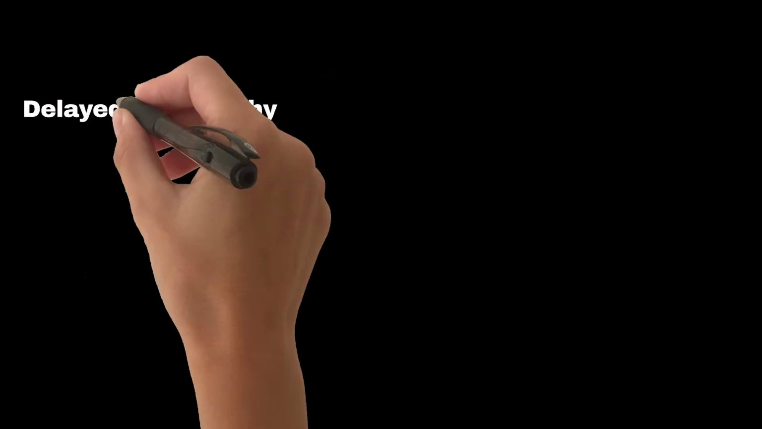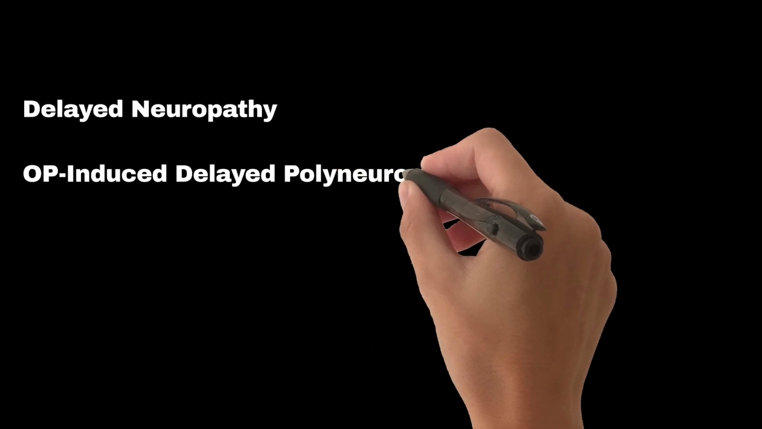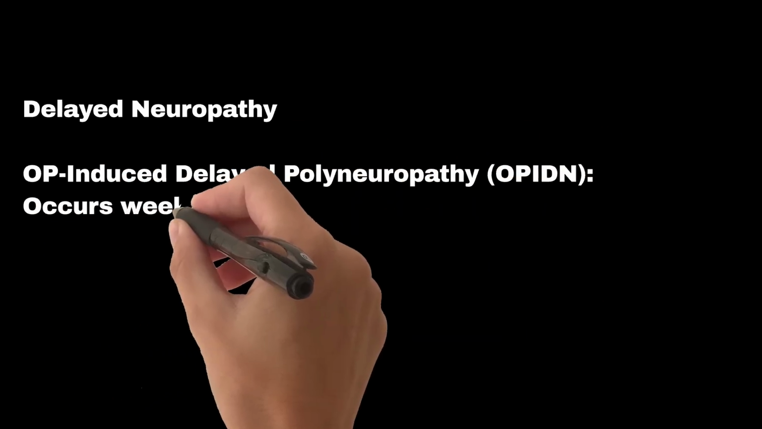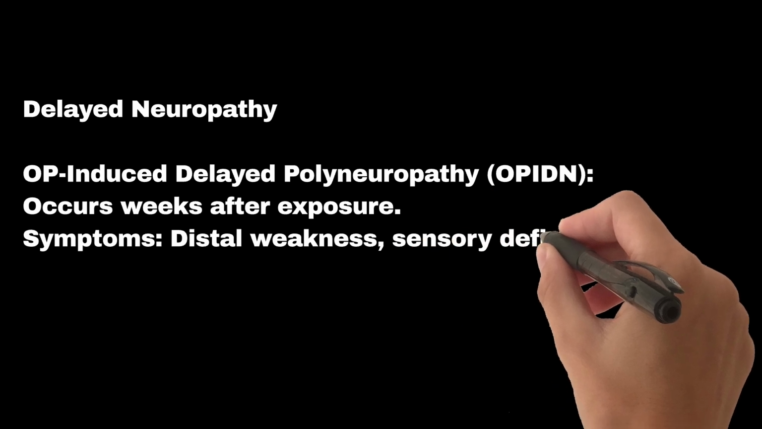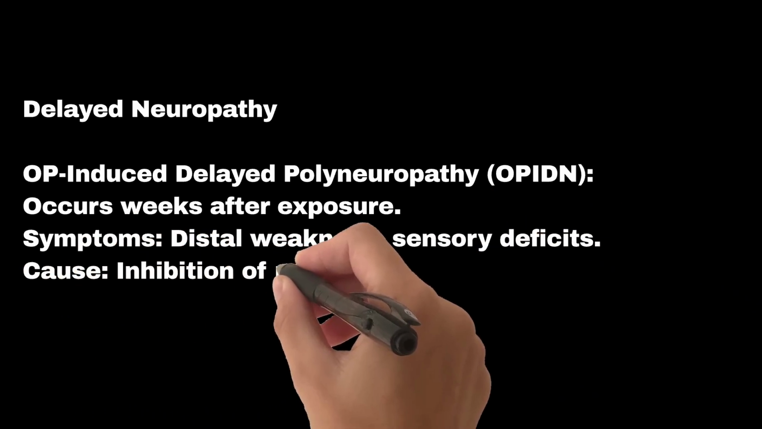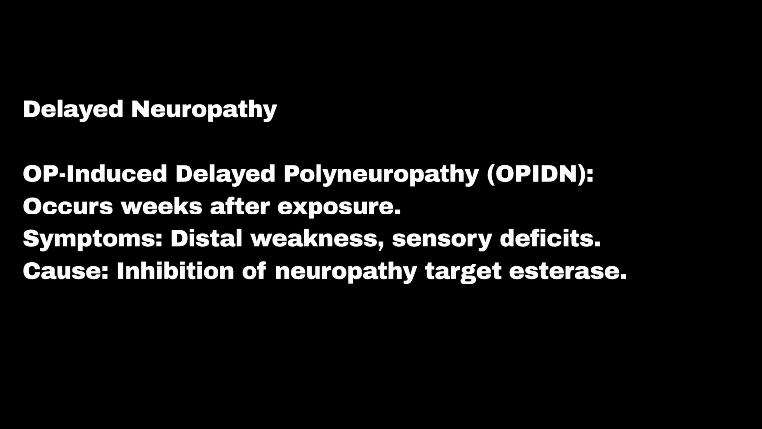Delayed neuropathy. OP-induced delayed polyneuropathy, or OPIDN, occurs weeks after exposure. Symptoms: distal weakness, sensory deficits. Cause: inhibition of neuropathy target esterase.